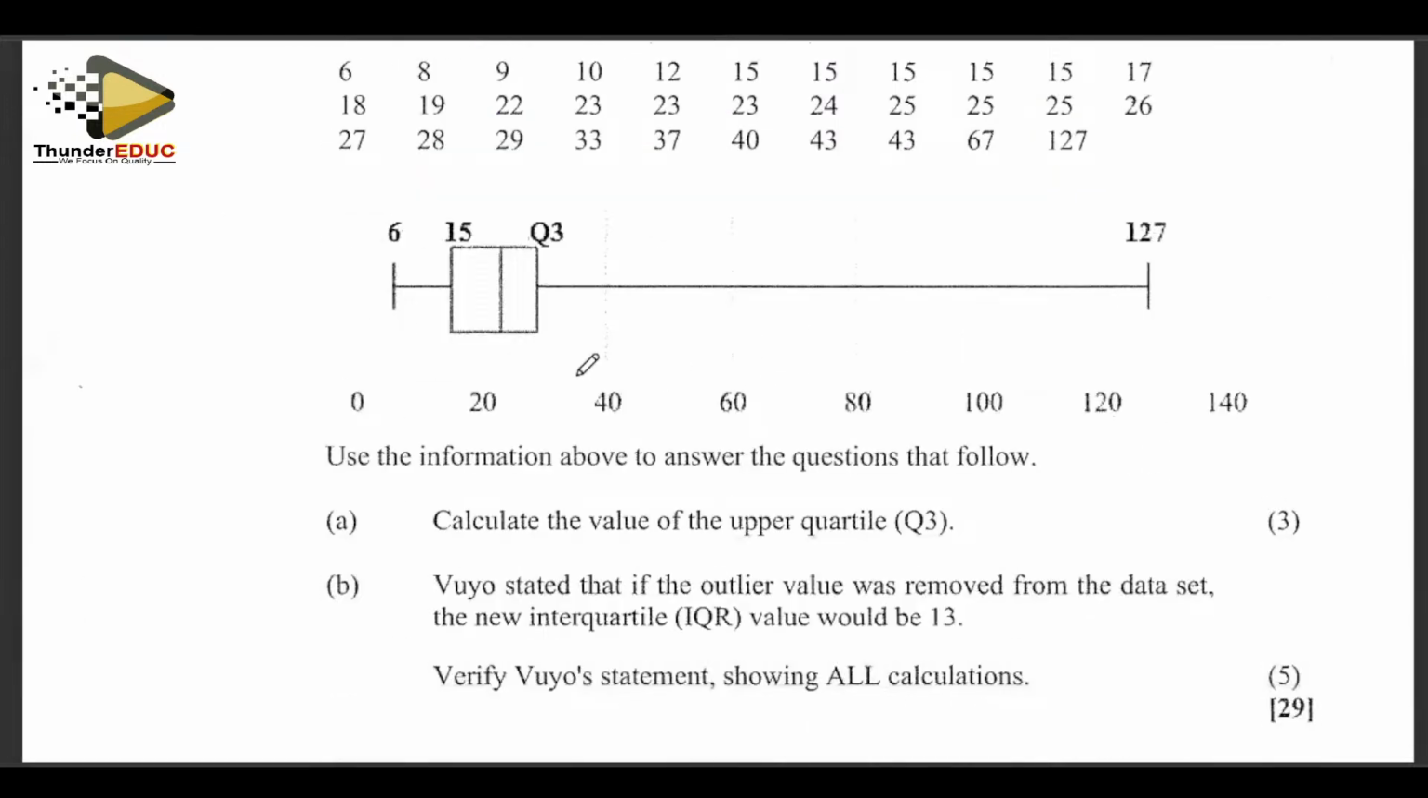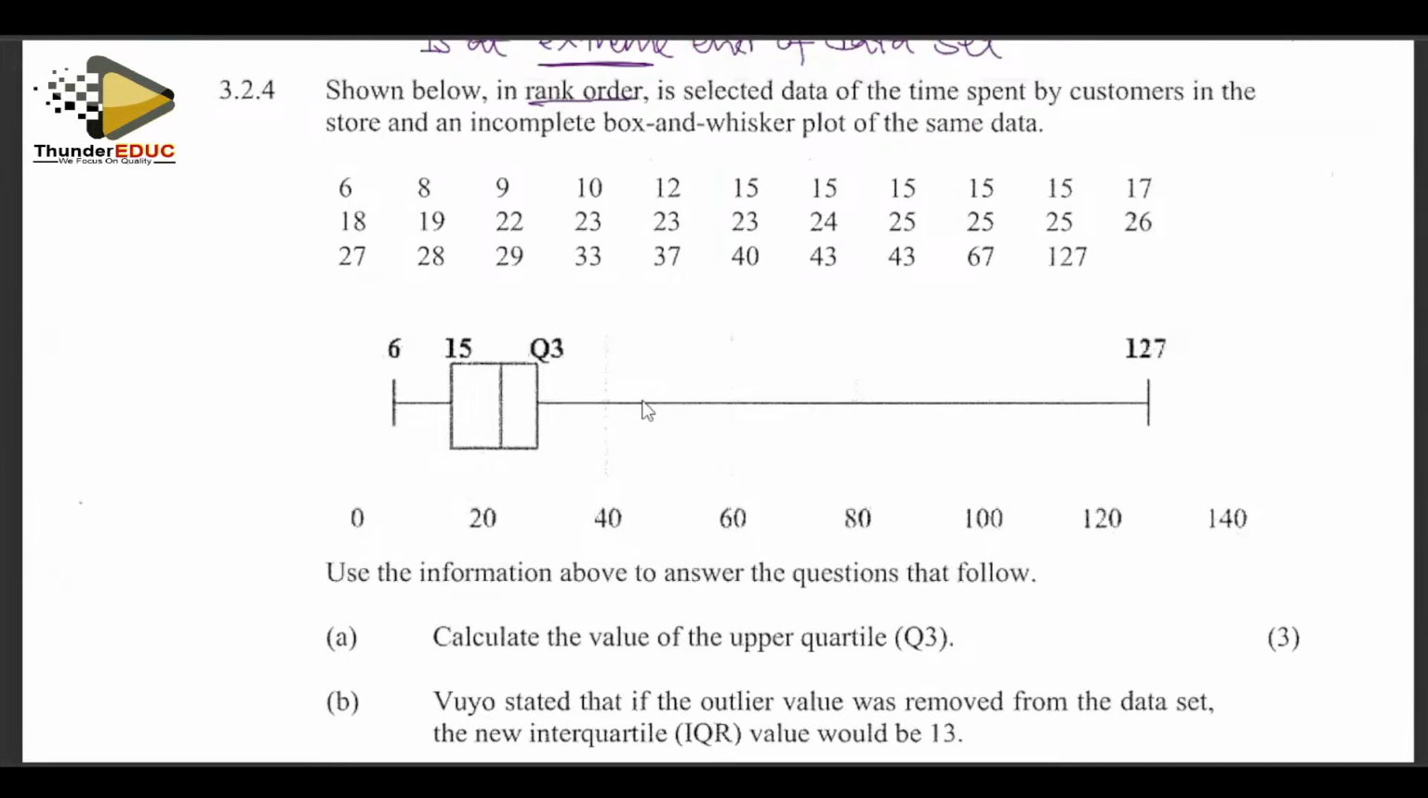Let me see. Question number A, or part A, calculate the value of the upper quartile, 3 marks. Now, take note. We are given the minimum. We have the Q1. We don't have Q2. Q2 is missing. And remember, Q2 is what we use to determine the left and the right. You understand? So, since these are 32 values, I'll divide by 2, I get 16. That means I need to take the 16th number and the 17th number, I add them, I divide by 2.